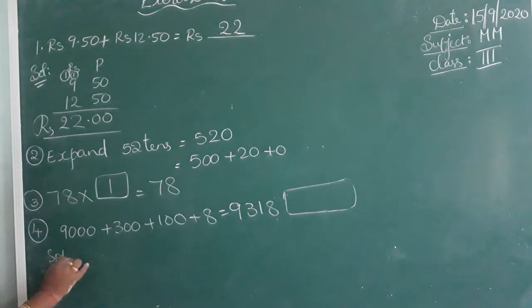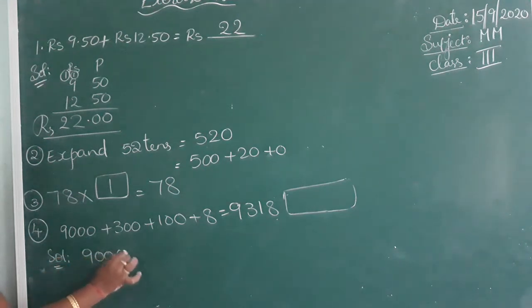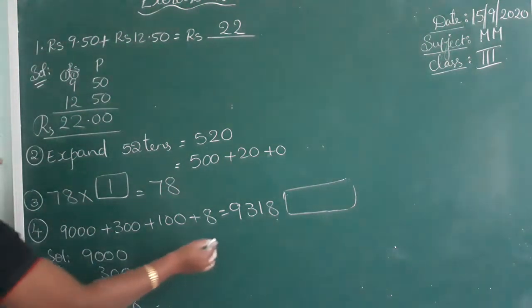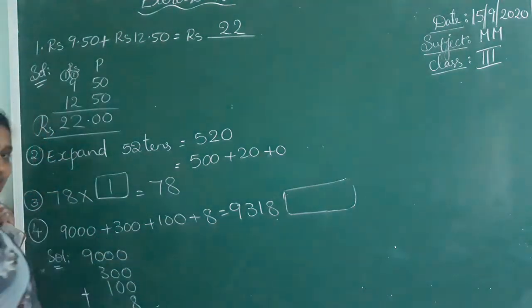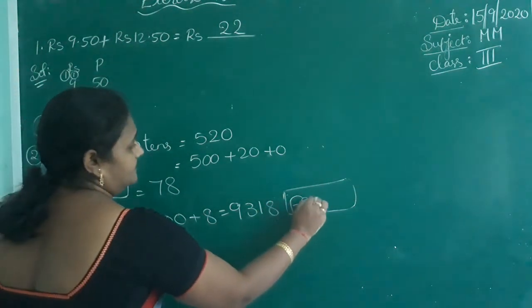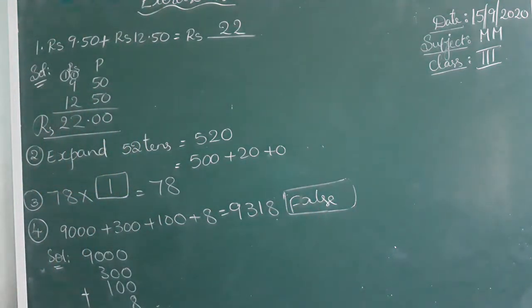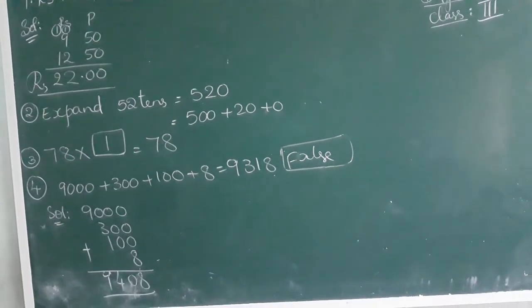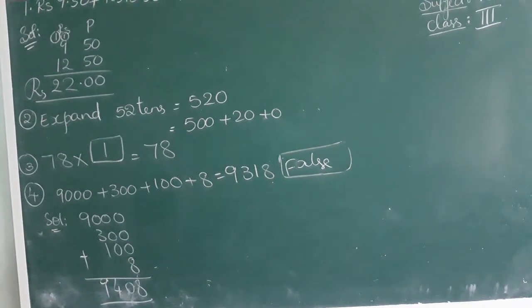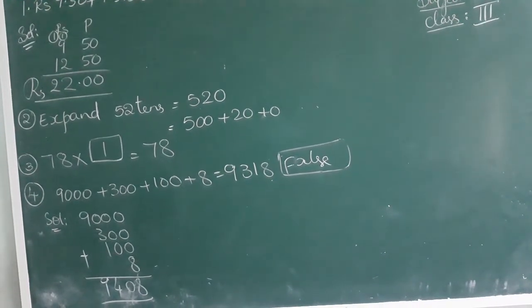What did they give us? 9,000, 300 and 100, at last 8. Right. Add and write 8. 0 plus 0, 0. 3 plus 1, 4, and 9. 9,408. But here they gave 9,318. Is it correct? No, it's a false statement. Okay, children? What answer did we get? 9,408. But what answer did they give? 9,318, children. So it's a false statement.